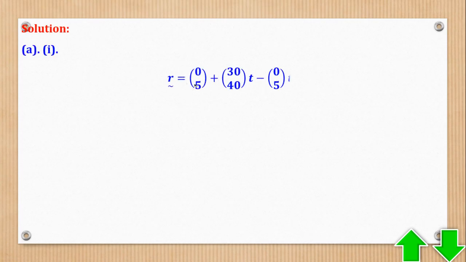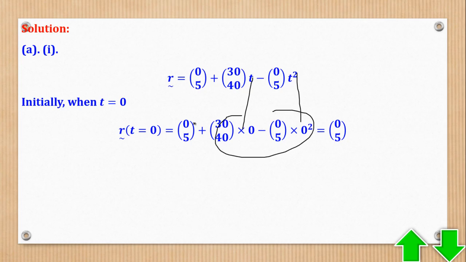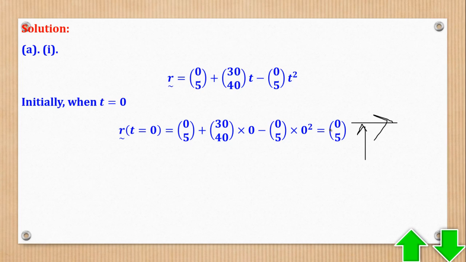So initially, when t is 0, we come up with r being equal to this, then this times 0, this times 0, so all these go to 0 and remain with this. Therefore, the height, remember, this vector means the first column is for horizontal and the second one is for the vertical. So vertical, it is at a height of 5 meters.